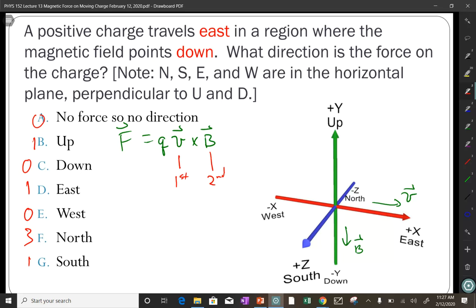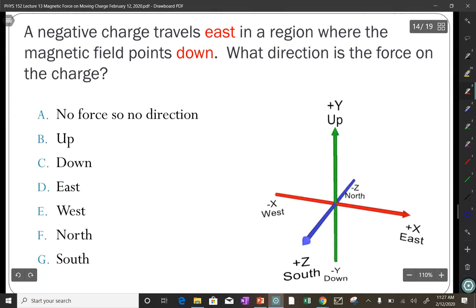Okay, so we're going to go through and do a couple more examples here. Any questions on this? Okay, so notice a change, it's now a negative charge. A negative charge travels east in a region where the magnetic field points down. What direction is the force on the charge?